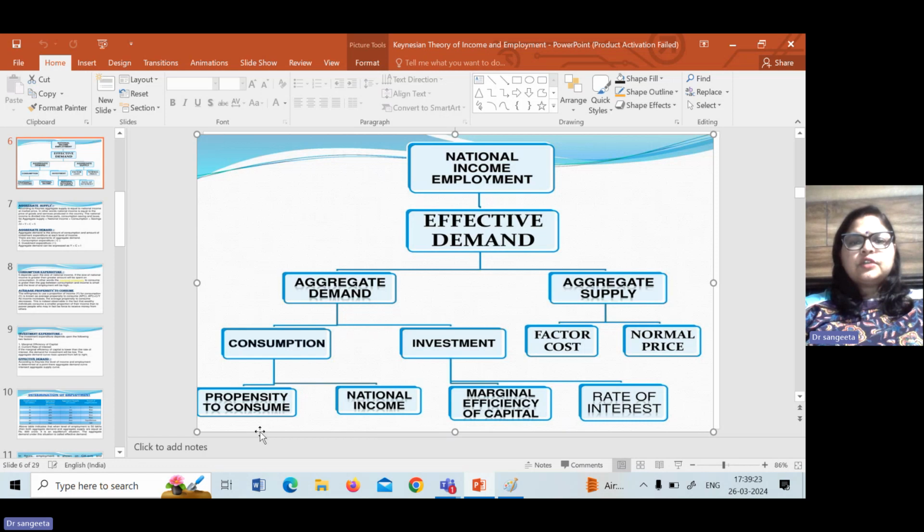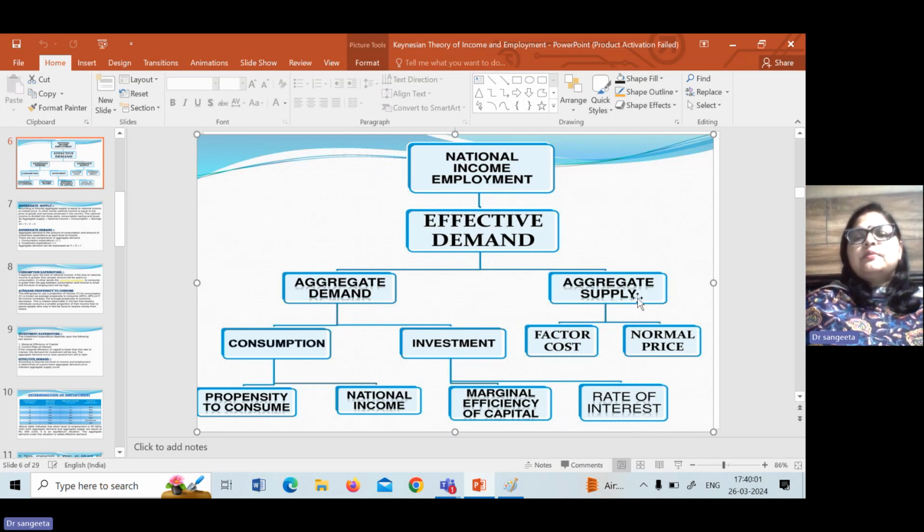As I already told you, what is propensity to consume? Whatever portion we consume from our level of income is called propensity to consume. And national income, the total national income, from which we can find out the per capita income. So aggregate demand depends upon consumption and further upon these two factors. Further, aggregate demand can be created by investment, and investment further depends upon the marginal efficiency of capital and rate of interest.